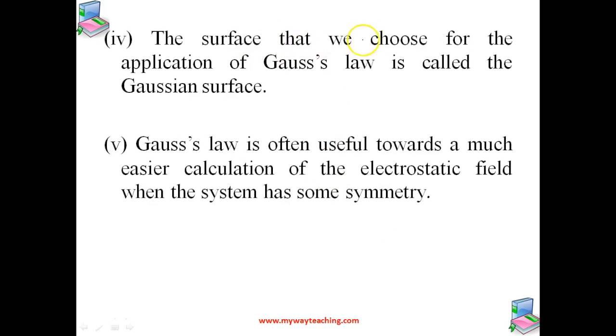The surface that we choose for the application of Gauss law is called the Gaussian surface. Gauss law is often useful towards a much easier calculation of electrostatic field when the system has some symmetry. In order to calculate the electrostatic field, we apply this Gauss law. It's very simple to use in that particular case.